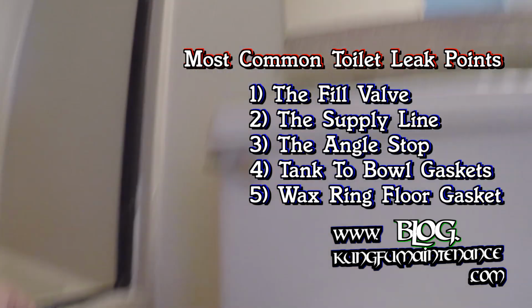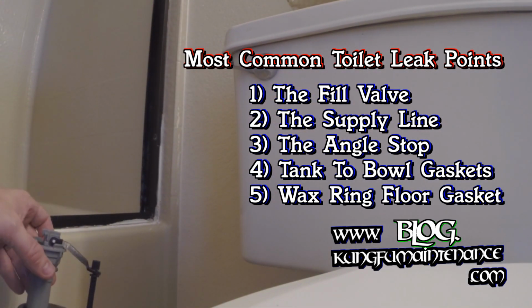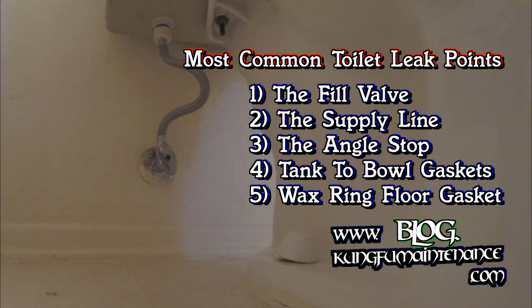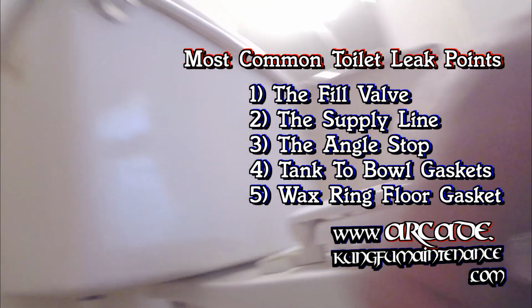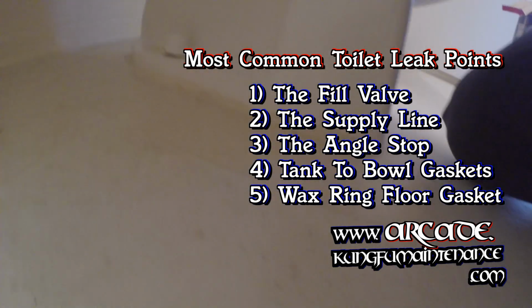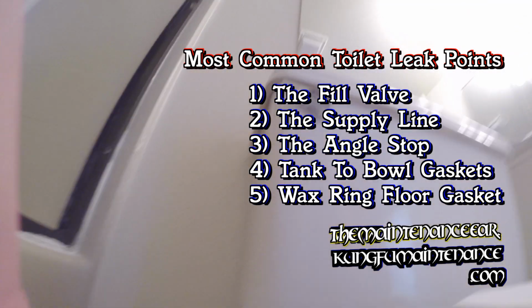But anyway, that's the most common leak point for the toilet. Other common points are the supply line and the angle stop, the tank to toilet gaskets, or the wax seal. Those are your most often leak points for a toilet.